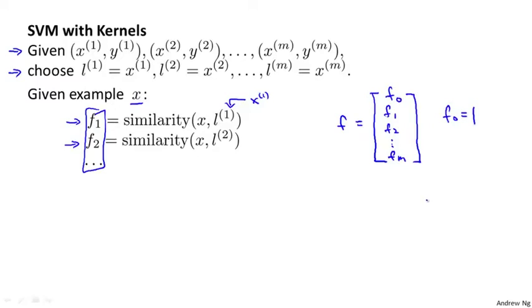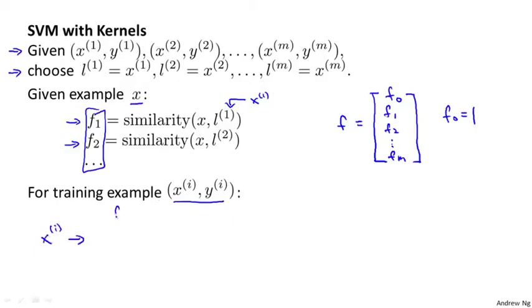So for example, if we have a training example xi, yi, the features we would compute for this training example would be as follows. Given xi, we would then map it to f1i, which is the similarity. I'm going to abbreviate it as SIM instead of writing out the whole word similarity, right?